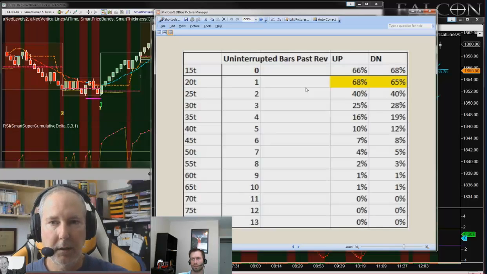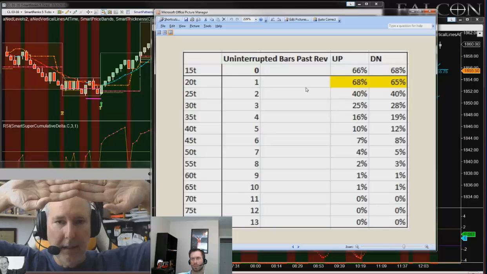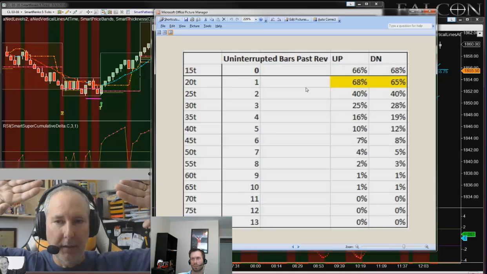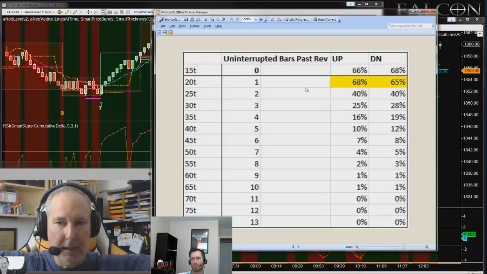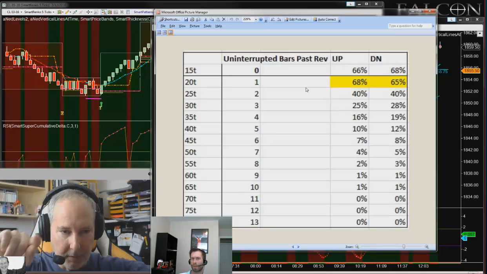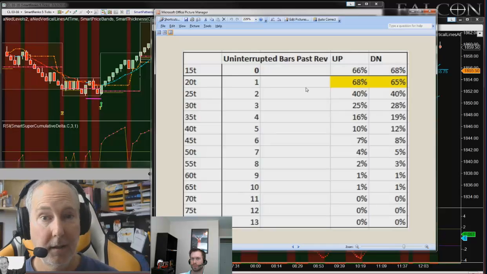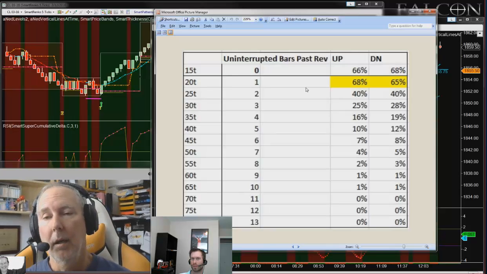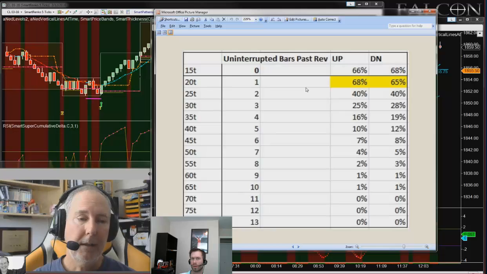bell-shaped curve, right? You'd have 66 and 68, and then you'd have 68 and 65, and then you'd have 40, and then you'd have 25, 28, like this, going out, right? So it would peak up here, and then it would come down, right? So pretty cool. So this is just basic, simple statistics.